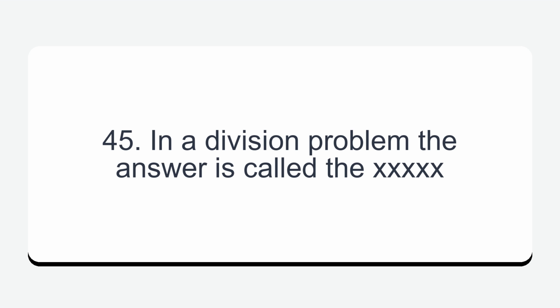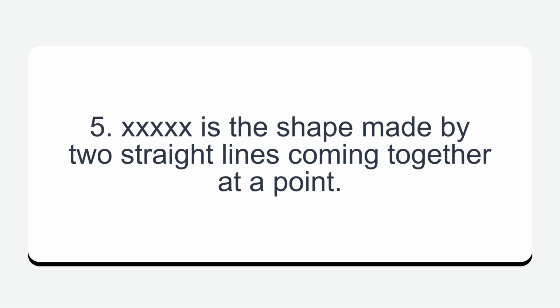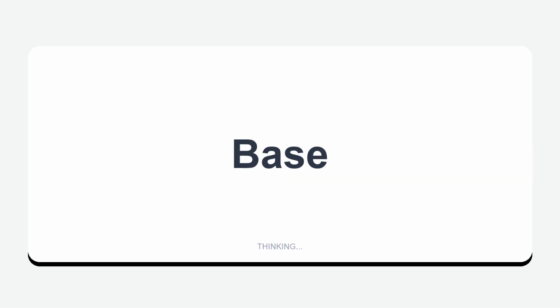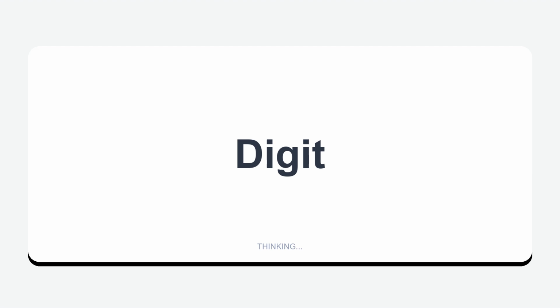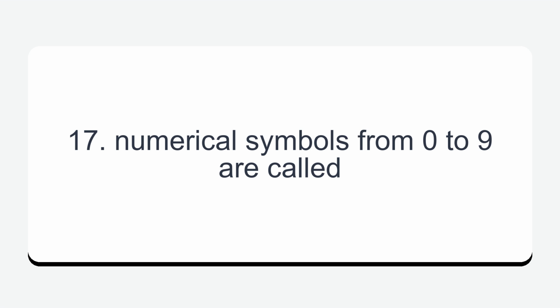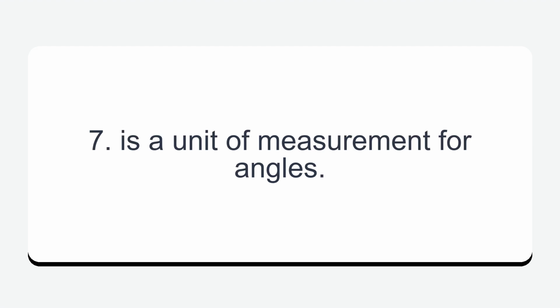45. In a division problem the answer is called the XXXXX angle. 5. XXXXX is the shape made by two straight lines coming together at a point, base. 30. Line that forms the bottom of a triangle is called the digit. 17. Numerical symbols from 0 to 9 are called degree. 7. Is a unit of measurement for angles.